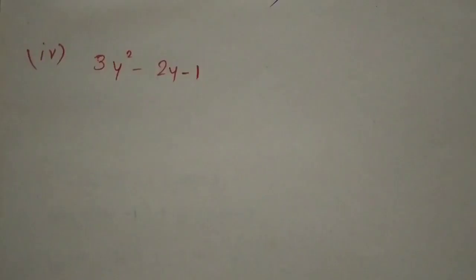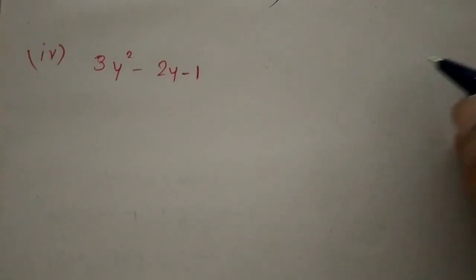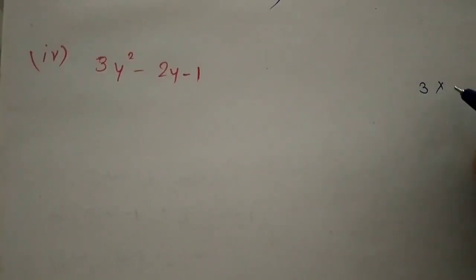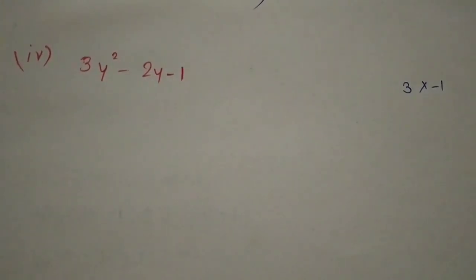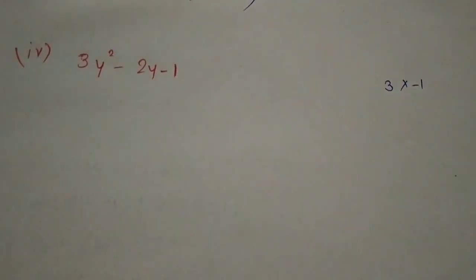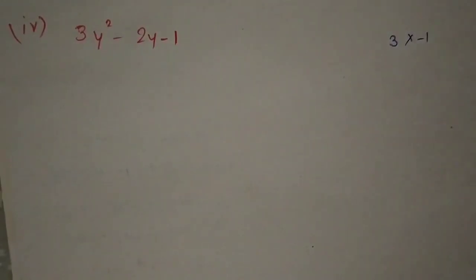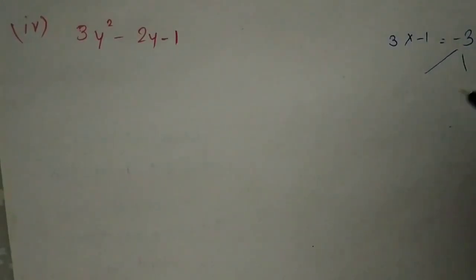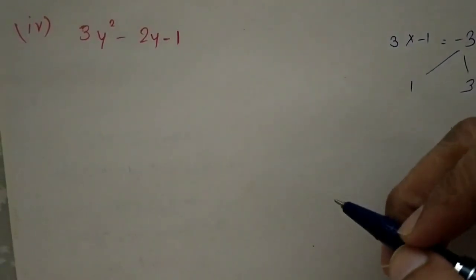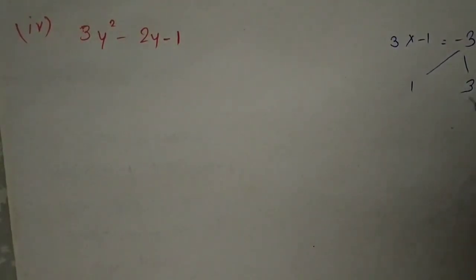Now next, 3y square minus 2y minus 1. So now let me do my first step. 3 into minus 1 will be minus 3. Okay, so we want two such numbers whose product is minus 3 and whose addition should give me 2. So 3 will come in whose table? 1 3s are 3. Okay, so if I take 1 and 3, let me check the factors.